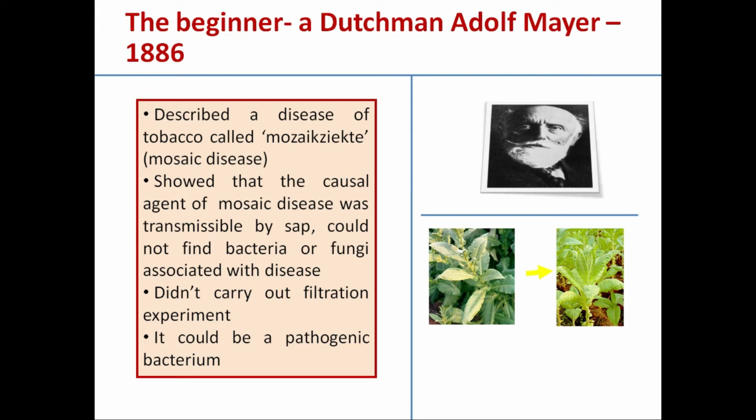He described a disease in tobacco and named it mosaic disease. He showed that the causal agent of mosaic disease was transmissible by sap. So he was the first person to reveal the sap transmissible nature of the virus causing tobacco mosaic disease. And he could not find bacteria or fungi associated with the disease. However, he did not use the Chamberland filtration technique.